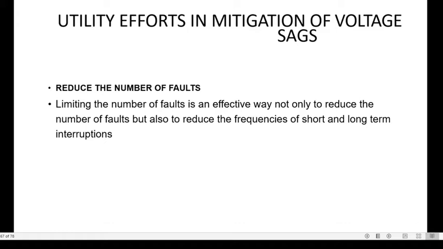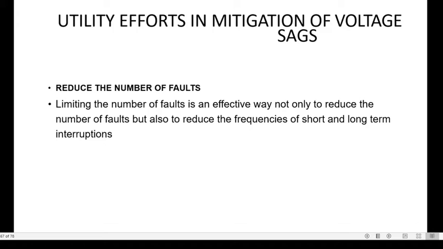In this series of video lectures on voltage sag mitigation techniques and power quality problems, let us discuss today the role of the utility, or the utility efforts, in mitigation of voltage sag. It reduces the number of faults. The utility can do one trial for voltage sag mitigation: reducing the number of faults.